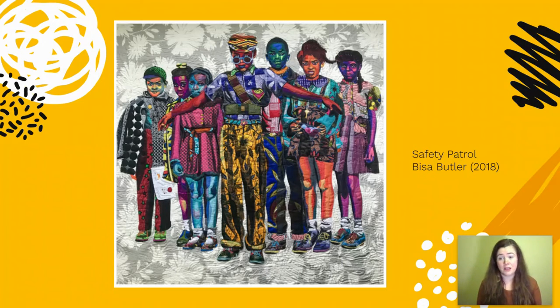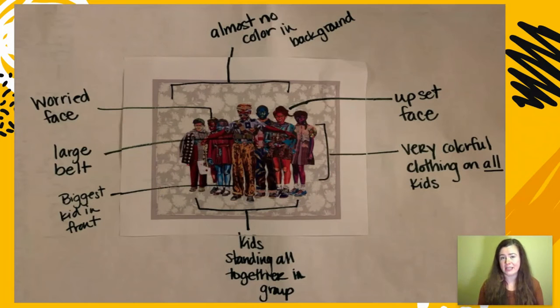When students worked on this piece in particular, to see more from Bisa Butler's work on Safety Patrol by using visual literacy skills, they noticed quite a few things. Take a look at an example. One thing they noticed was the lack of color in the background versus the poignant, powerful, vibrant colors of each of the characters in the center of the piece.